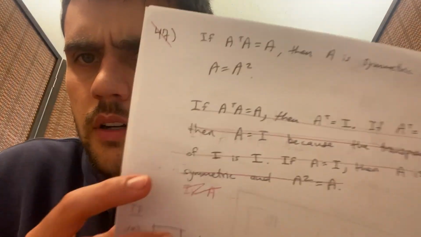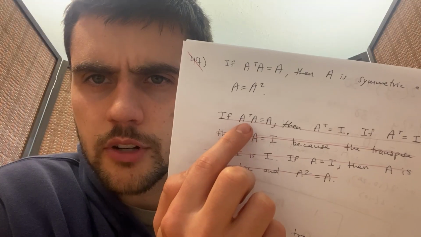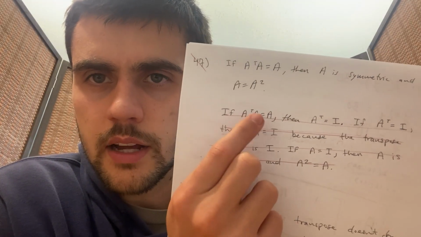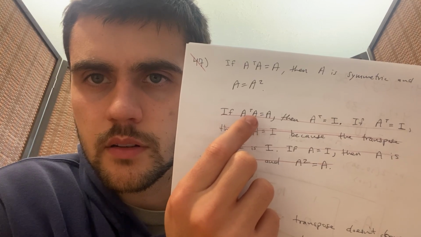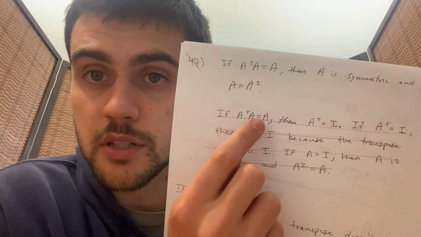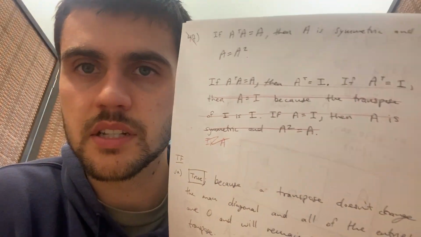The proof I got wrong. I'll show you where I got it wrong. I assumed that if A times the transpose of A equals A, then the transpose of A equals I, because I times A is how you get A. But what if these are, for example, zeros? 0 times 0 is 0. You don't need to be an identity matrix in that case, so it doesn't have to imply I.